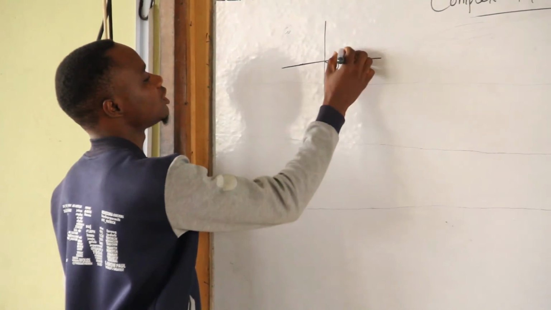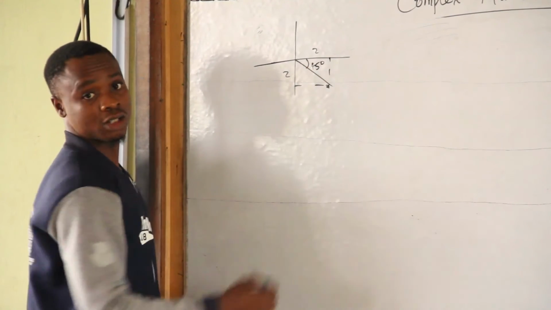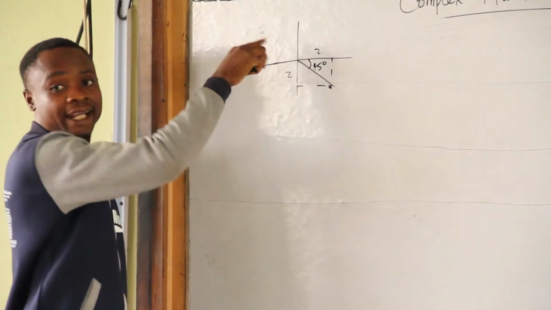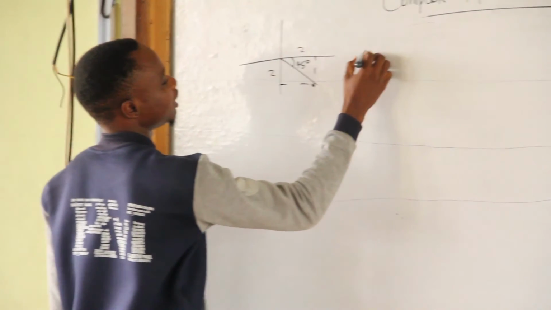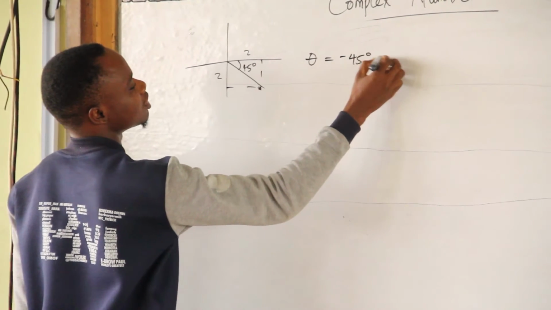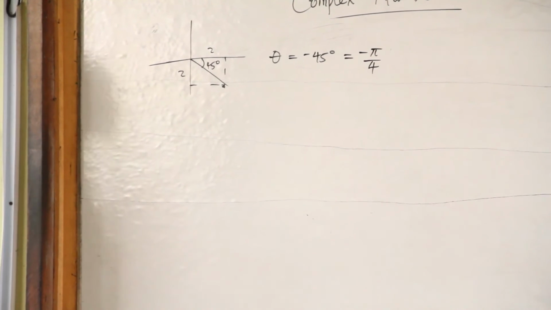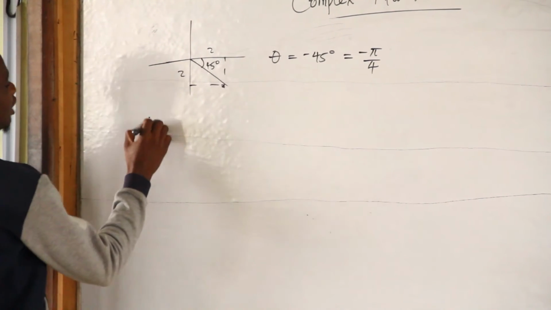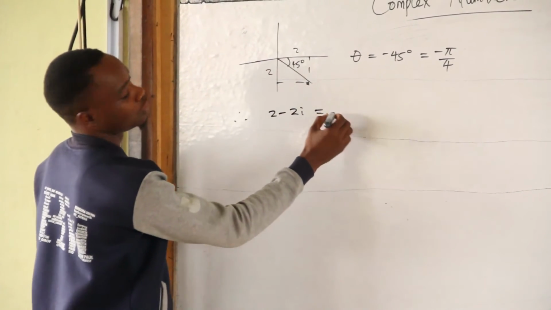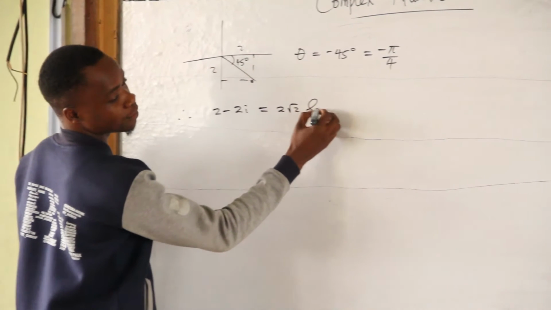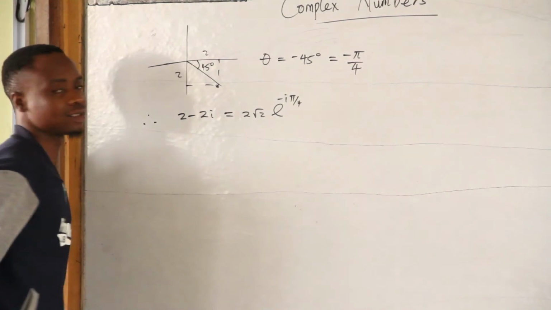You know that this one is 2 and this one is 2 also. So definitely it should be 45 degrees, and it should be minus 45 degrees because it's going clockwise. So your argument will be minus 45 degrees, which is minus pi over 4 in radians. So that's how we think about that. So I can now write that 2 minus 2i is equal to 2 root 2 exponential minus i pi over 4. That's that.